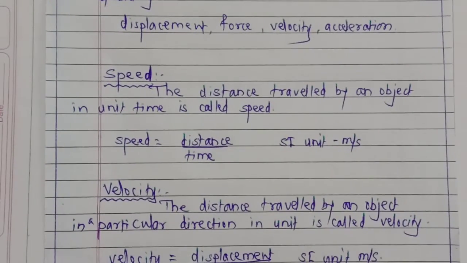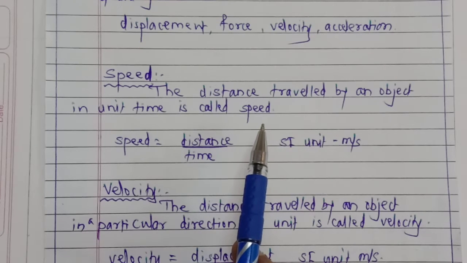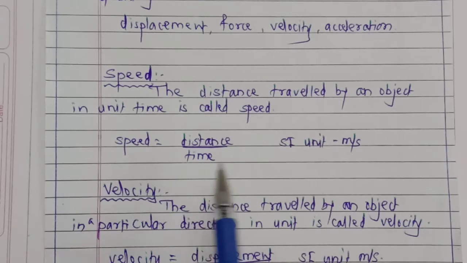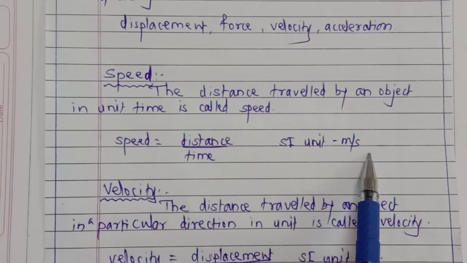Next point related to this is speed. The distance traveled by an object in unit time is called speed. And here is the formula to calculate speed. Speed equals distance upon time. It is measured in the unit meters per second.